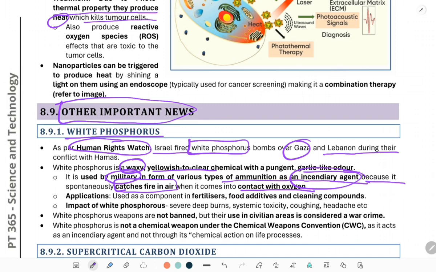The applications: it is used as a component in fertilizers, food additives and cleaning compounds. Impact of white phosphorus: severe deep burns, systemic toxicity, coughing and headache. White phosphorus weapons are not banned, but their use in civilian areas is considered a war crime. White phosphorus is not a chemical weapon under the Chemical Weapons Convention, CWC, as it acts as an incendiary agent and not through its chemical action on life processes.